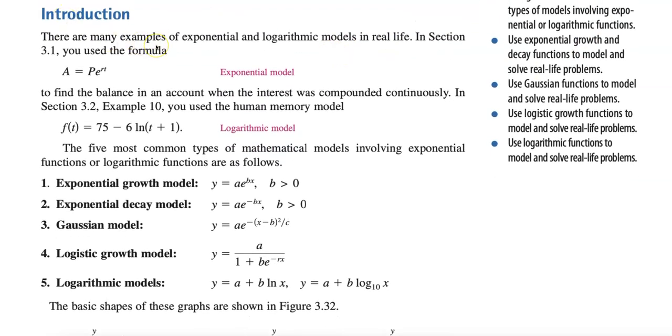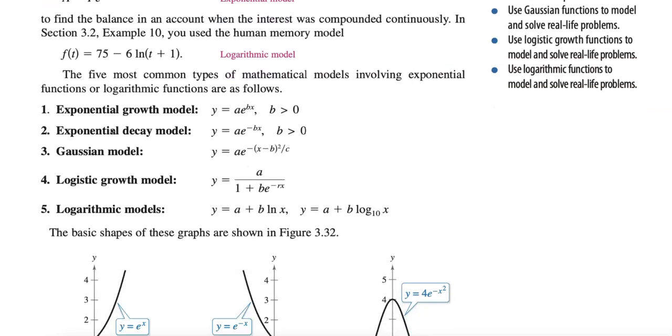So the introduction is that we already did exponential and log models earlier in this chapter. We did stuff like APR, and we did stuff like a logistic model. There's actually lots of types. There's even 5 more that can be known.